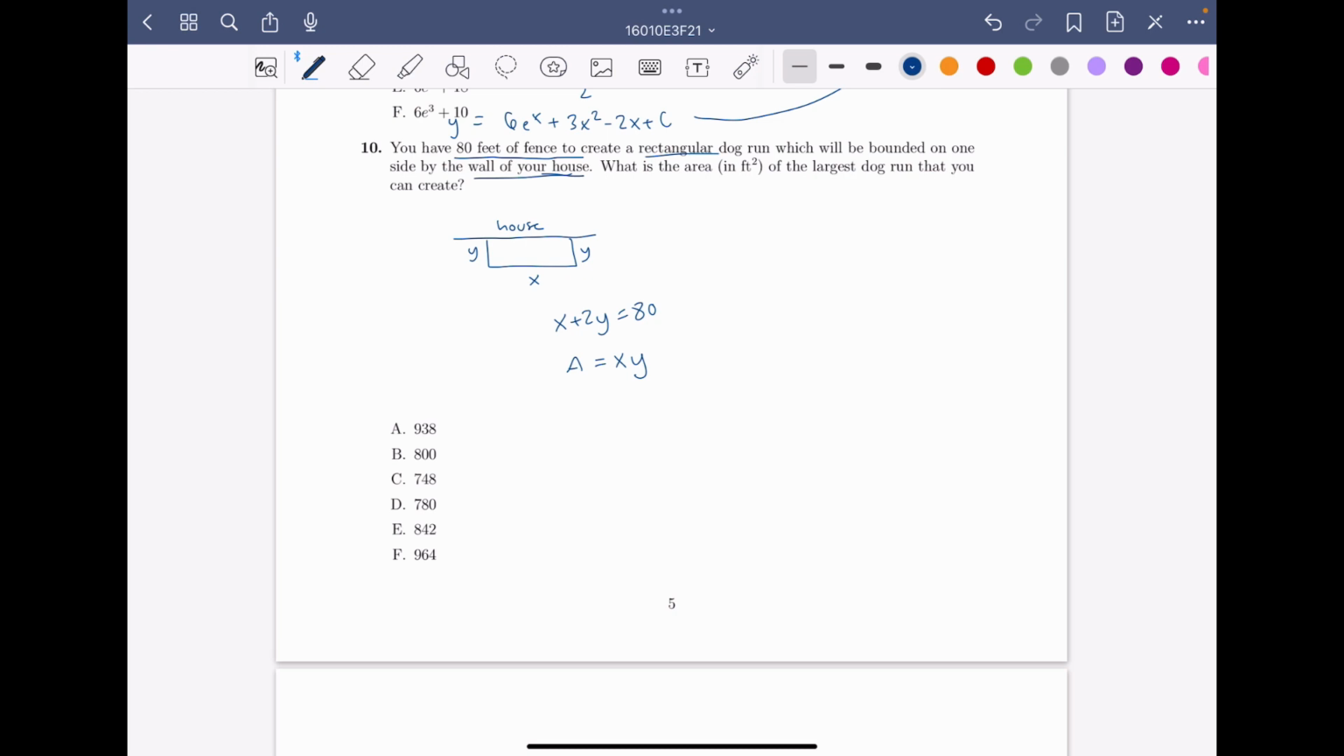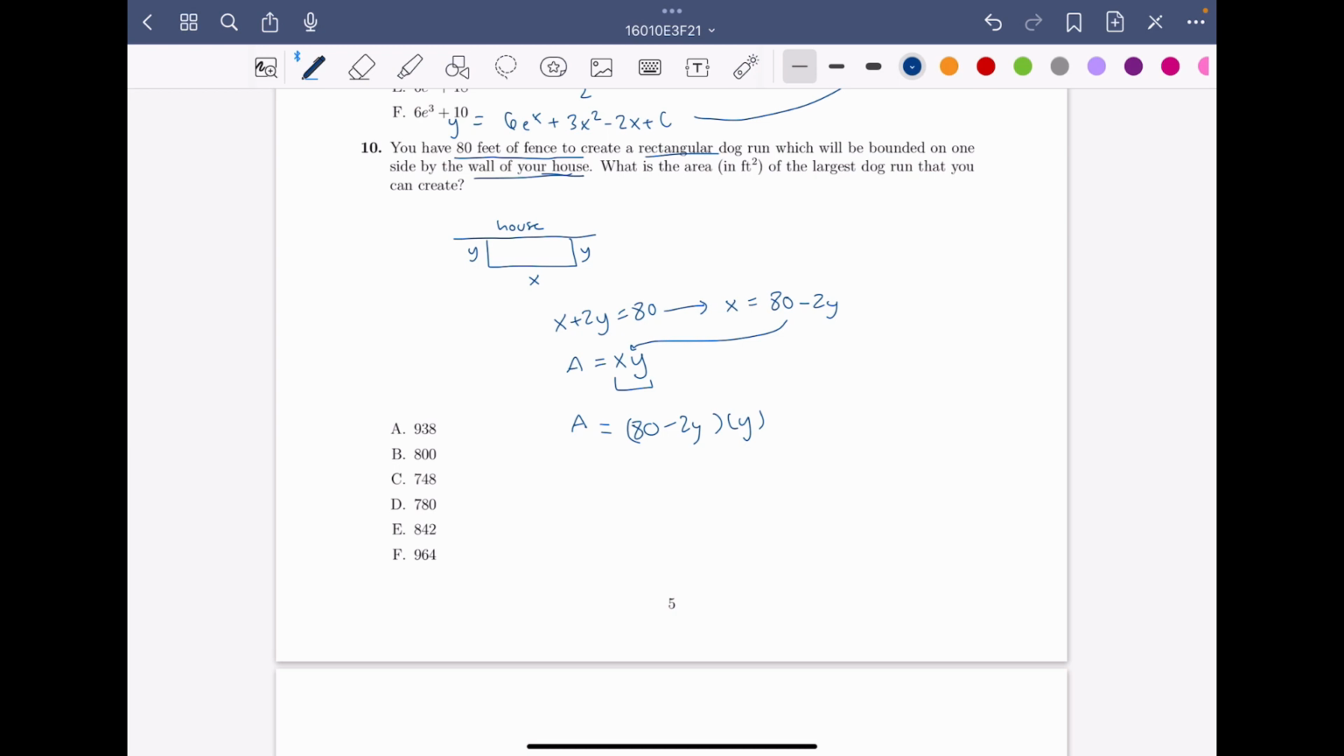With this equation, we need to basically get this down to one term to find the area. So let's go ahead and do that. With this one, we can actually say that x equals 80 minus 2y, and I think that's a little bit simpler than trying to solve for y. So if we plug in this for x here, we would get (80 minus 2y) times y.